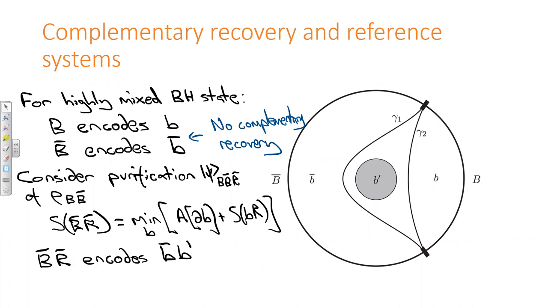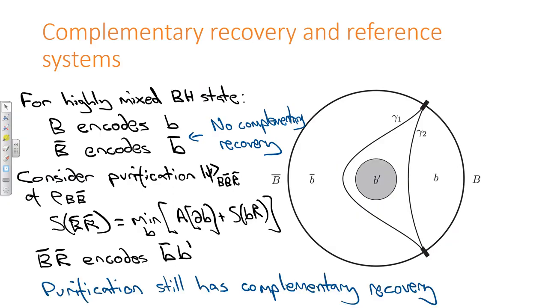We do get the black hole, because the black hole is now entangled with the reference system, so that decreases bulk entropy rather than increases it. So we do have complementary recovery as long as we think about this purification. A lot of statements in this talk are going to involve purifications of mixed states, because that's the right thing to think about rather than the mixed state itself. Okay.